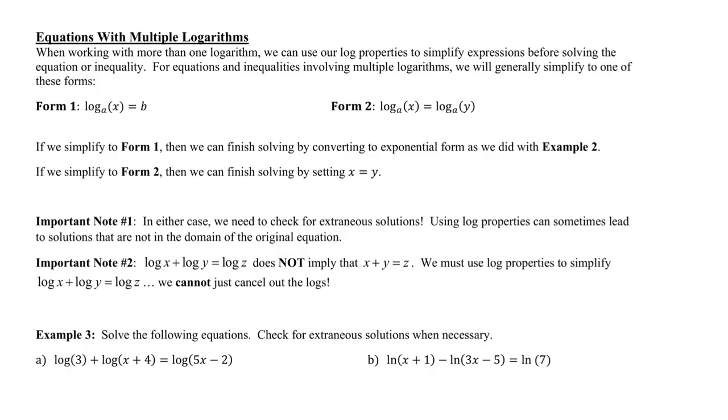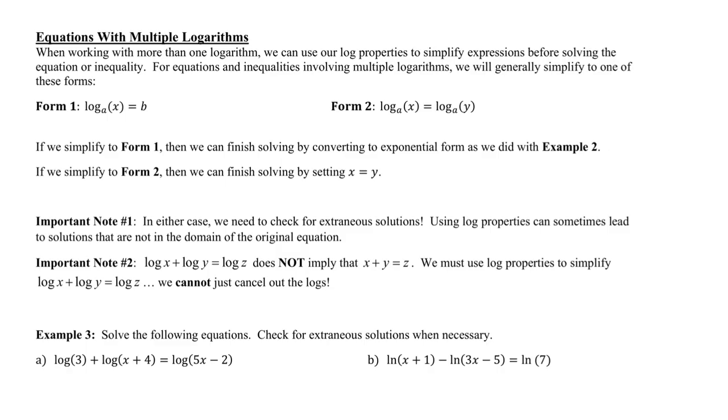And look at important note number 2. You can't just, like, we're going to get so used to form 2 where we just cross out the logs, we end up getting a little crazy. Look at note 2. It said log x plus log y equals log z. We can't just cross out all 3 logs. You can only cross out one log on the left and one log on the right.